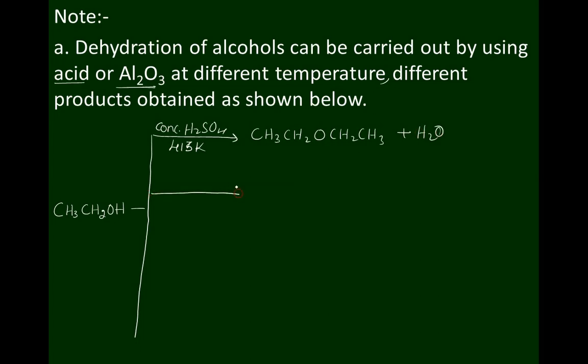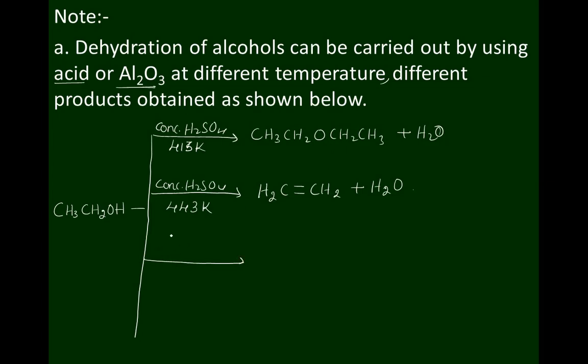When the same alcohol, in presence of concentrated H2SO4, is heated up to 443 Kelvin, now the temperature increases, it undergoes elimination reaction to form alkene. To form alkene, it is thermodynamically more stable. Okay, like that.